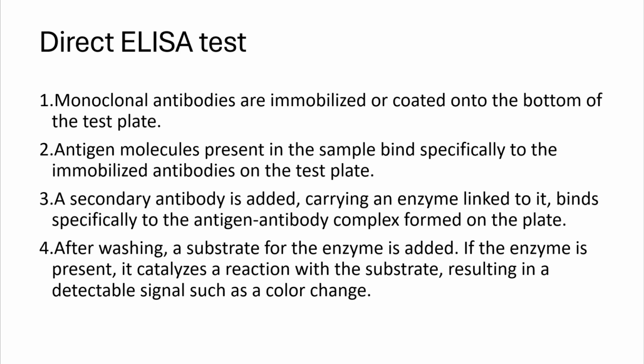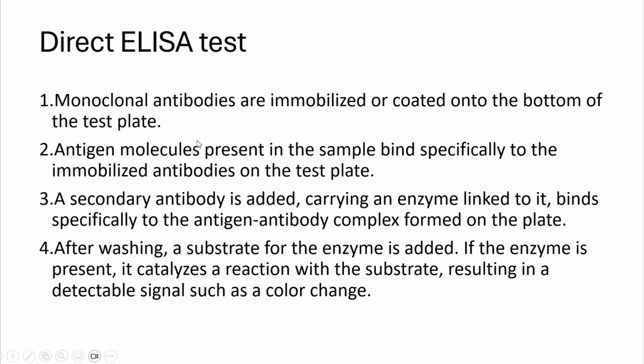So the direct one is basically monoclonal antibodies that are immobilized, so they don't move. They're just attached to the bottom of a plate. And antigen molecules present in the sample bind specifically to them on the test plate. So let's say you're trying to test for HIV. The monoclonal antibodies attach to the plate, and these monoclonal antibodies are complementary to HIV antigens.